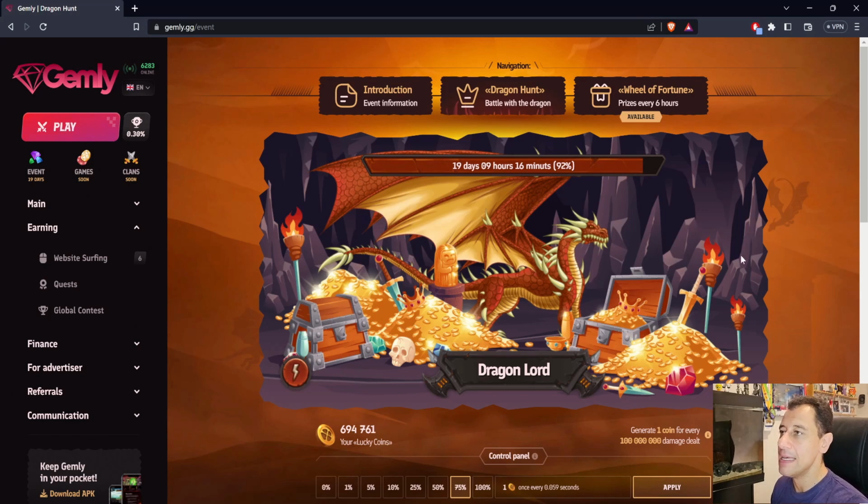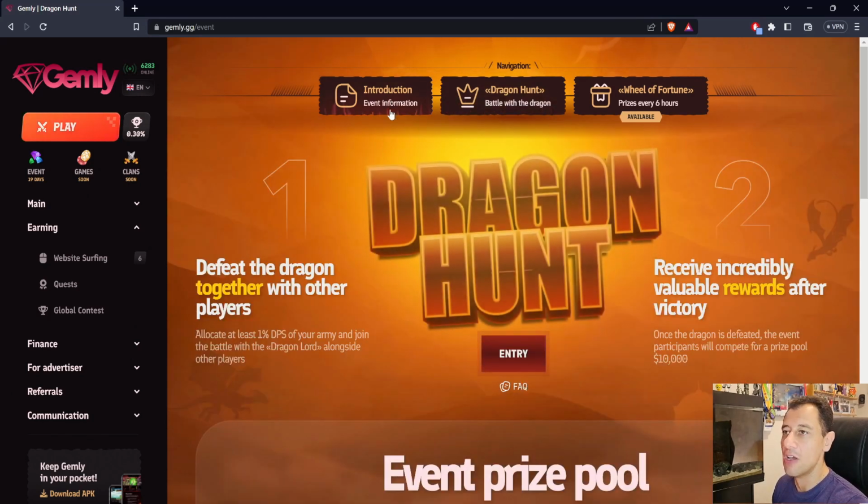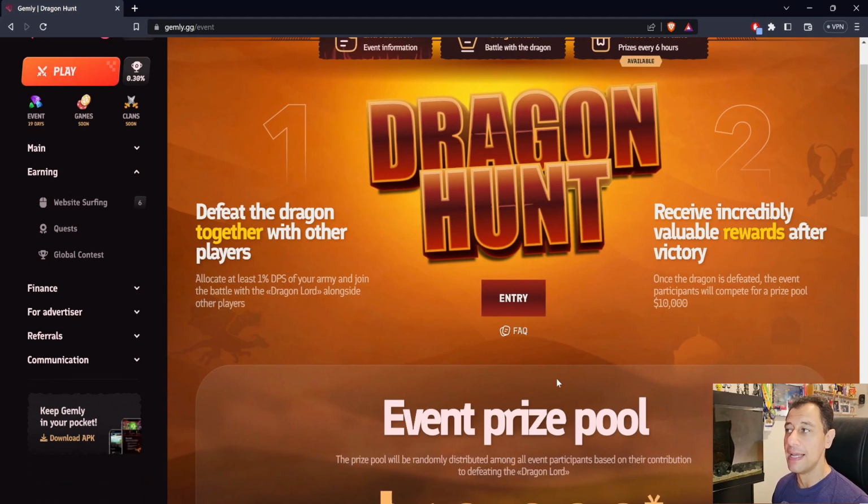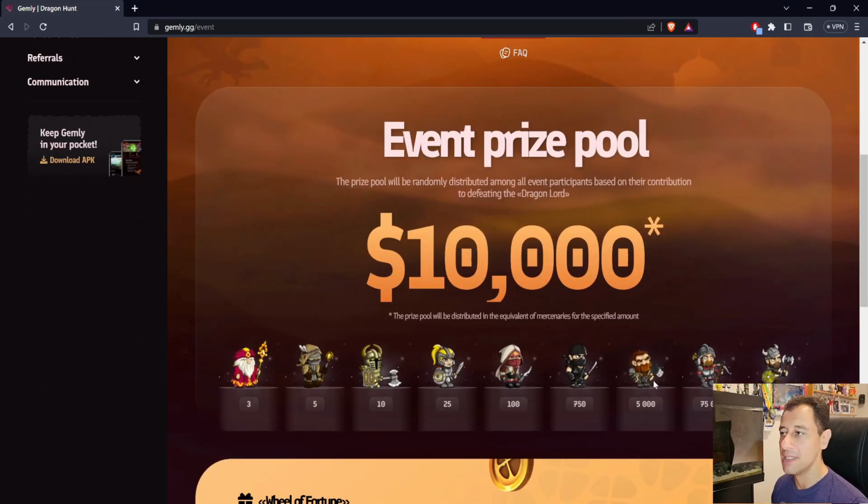So basically, the event is this. If we just go to event information: defeat the dragon together with other players. Allocate at least 1% of your damage per second of your army, and join the battle with the Dragon Lord alongside other players. You will receive incredibly valuable rewards after victory. Once the dragon is defeated, the event participants will compete for a prize pool of $10,000. So the $10,000 is in the form of mercenaries, okay? And here you'll be able to see what's up for grabs.